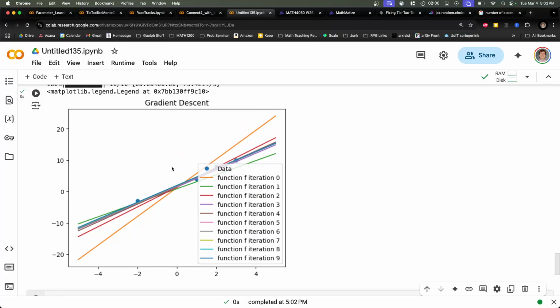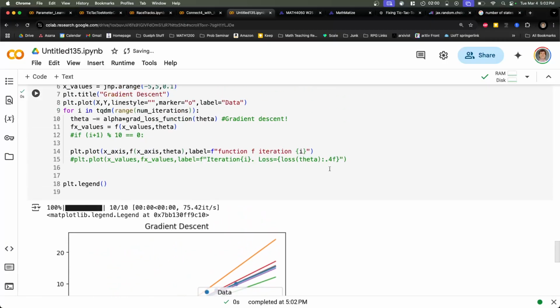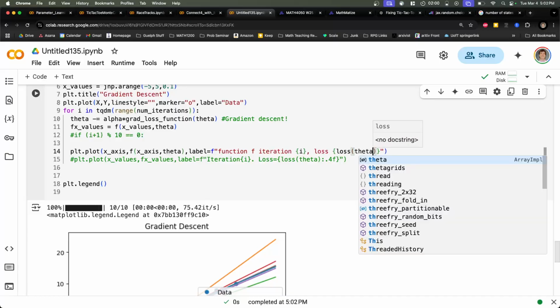We started out at this orange line. Then we went to the green line. And then we went back a bit. Like we overshot. We kind of corrected a bit. Let's also plot the loss. The loss is the loss of theta. That'll tell us how good we are doing.